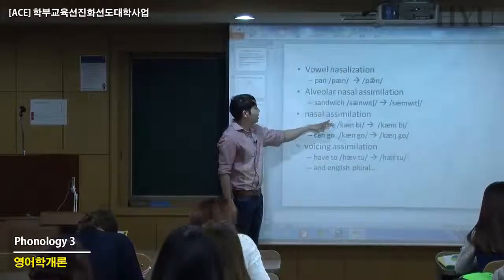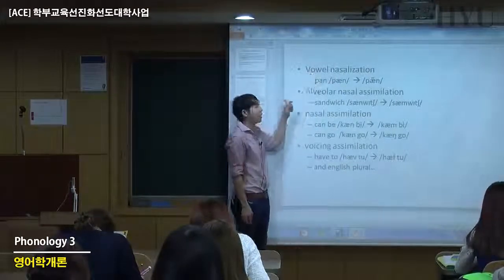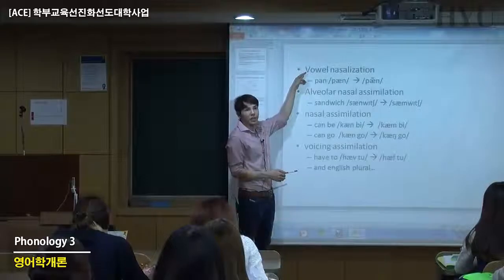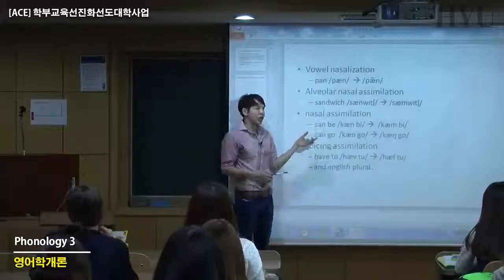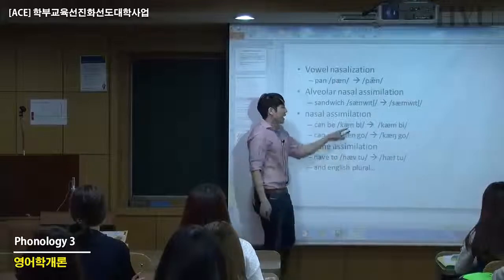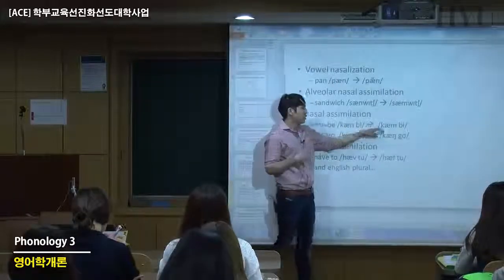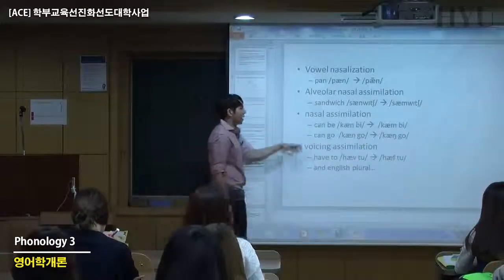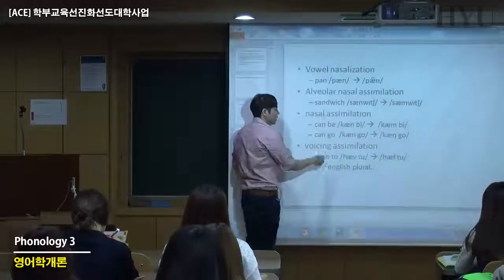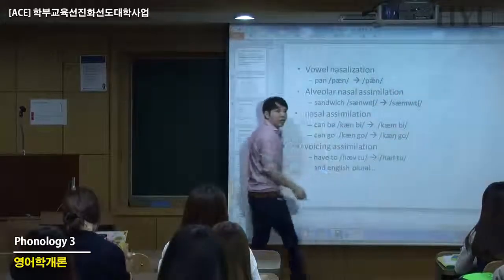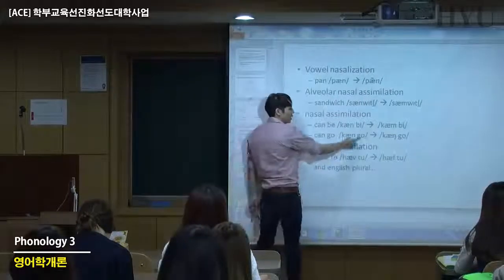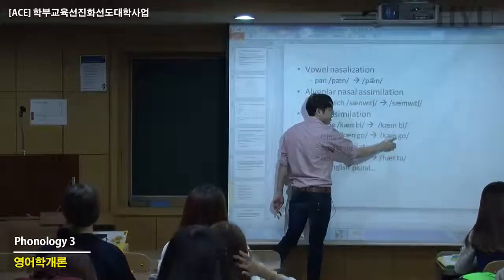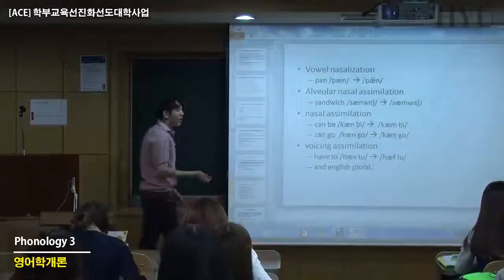And then nasal assimilation. This is like vowel nasalization, but it happens to consonants rather than to vowels, okay? This is like the first case that you just saw, but it happens just to consonants. So the phrase can be is usually pronounced "cam be". It can be that, it can be this, like that. Can go, right? So the N changes to N with the tail, "cang go", because you see the G is a velar. So you have a velar nasal here, which is the N with the tail. So it changes, okay?